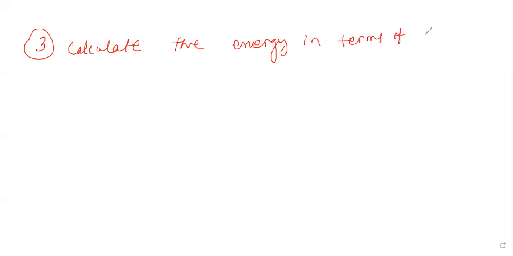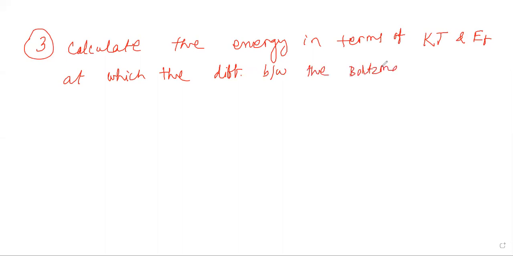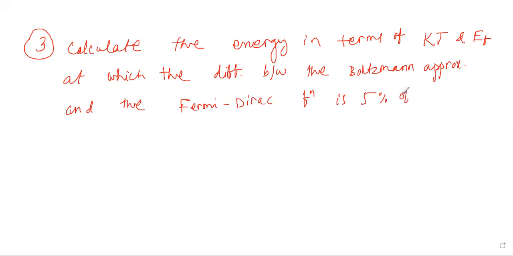The next question says: calculate the energy in terms of kT, where K is the Boltzmann constant, T is the absolute temperature, and EF the Fermi energy level, at which the difference between the Boltzmann approximation and the Fermi-Dirac distribution function is 5% of the Fermi function.